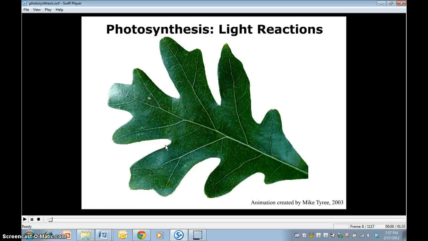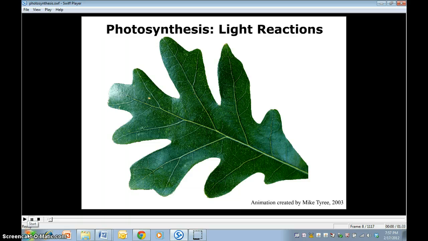So obviously here we're starting with the leaf, because of course plants can do photosynthesis, but so can other organisms like algae and bacteria. And so remember, we like to say autotrophs or producers can do photosynthesis. But if it is a plant, it's going to be occurring in the leaf, which is an organ.